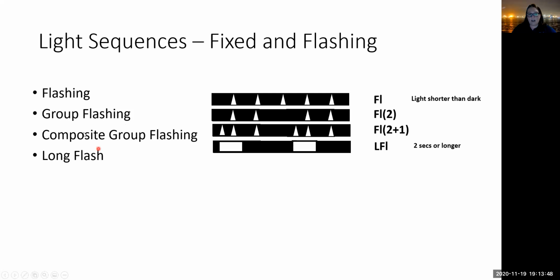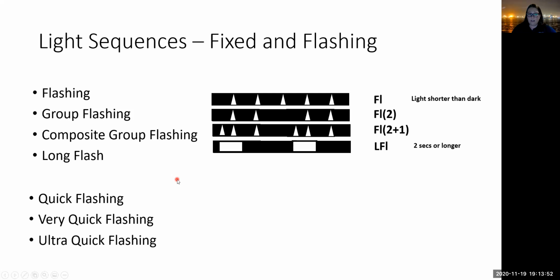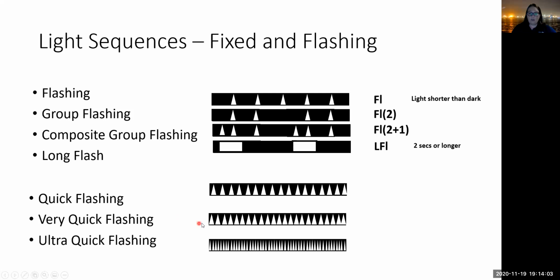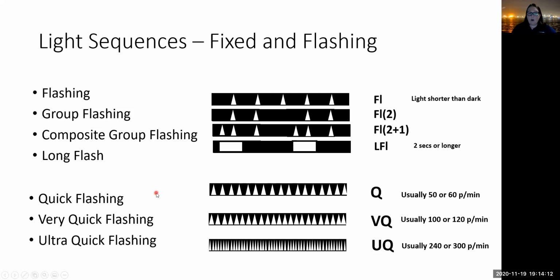So we don't just have this type of flashing, because then we can get some faster flashing. So then we start with not just flashing, but quick flashing, very quick flashing, and ultra quick flashing. When we start looking at quick flashing, very quick and ultra quick, it starts to get a lot busier, okay? And the easiest way to think of these, I think of them as in beats per minute. So our quick flashing here is about 60 beats per minute. So we're looking at it being around about 1 a second.